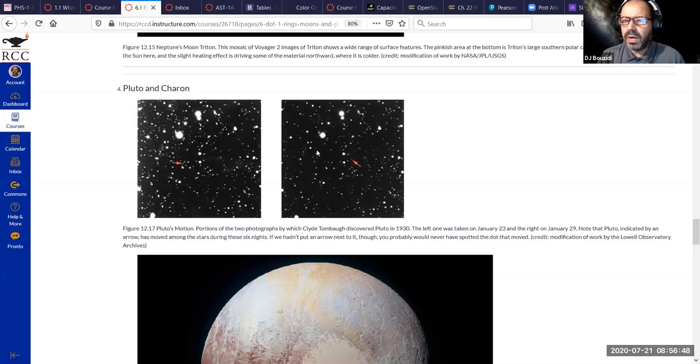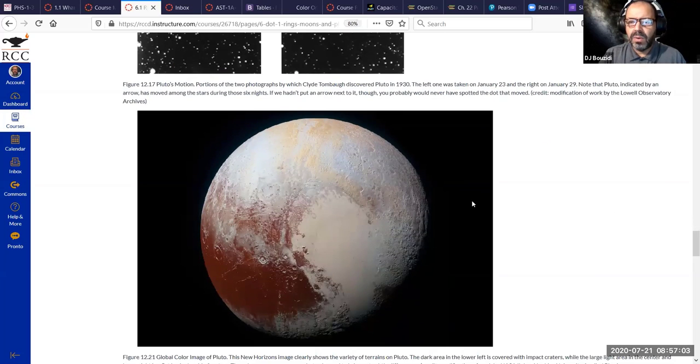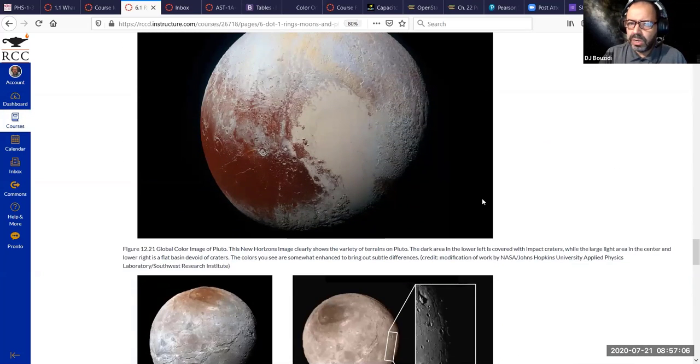These are stars, averaged over several days. Stars don't move, so it must have been a planet. And that's how Pluto was discovered, really. And later on, it was documented. Now, it was initially thought to be a planet.